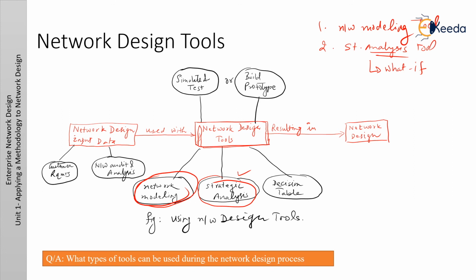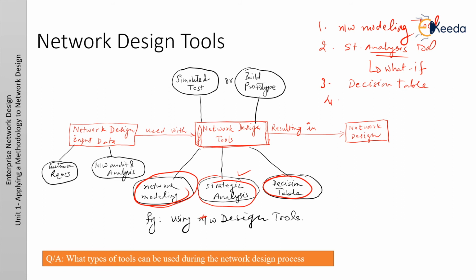Next is decision table, already seen. Decision tables are manual tools for choosing specific network characteristics from multiple options based on required parameters. And next is simulation and verification tools or services.